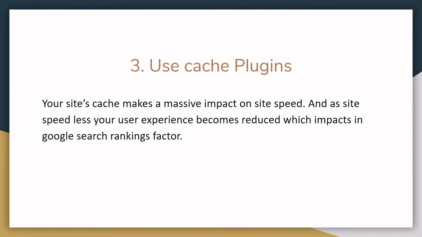Our next strategy is to use a caching plugin. Your website's speed has a massive impact. In fact, site speed is one of the algorithm factors that Google records. If your website speed is low, it may affect your user experience, which matters most in search engine ranking. So you can use caching plugins like LiteSpeed, WP Rocket, and many other plugins that are available. You can use those plugins and make your site cache free.